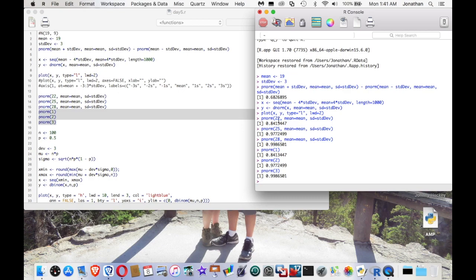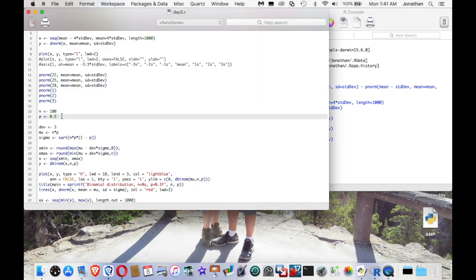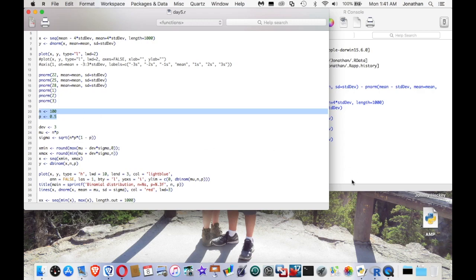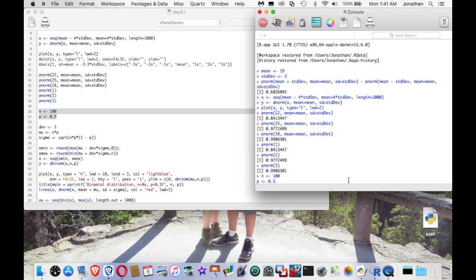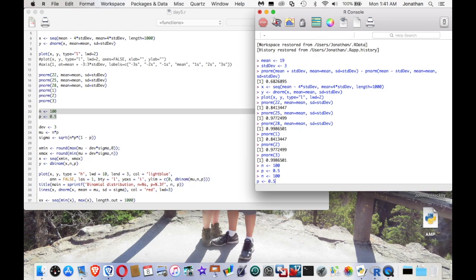And that's what we had here with 22, 25, and 28, where we took the mean to be 19 and the standard deviation to be 3. Okay, so the next thing that we want to do is go and look at using the normal distribution to approximate the binomial. So I'll go and take n to be 100, p, we'll change p.